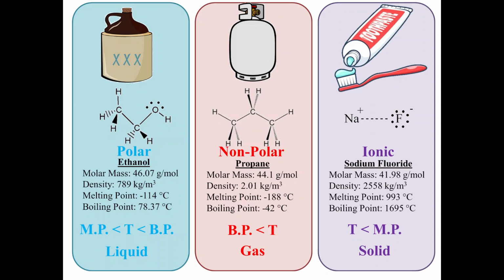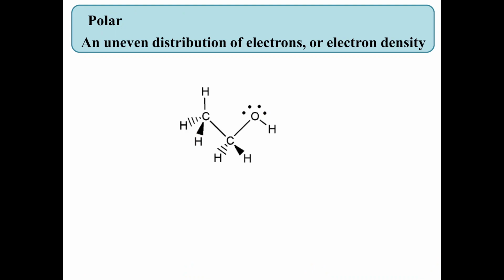So we've identified these three molecules as polar, nonpolar, and ionic. But why are they liquid, gas, and solid? Let's take a look at our polar molecular puppy, ethanol.